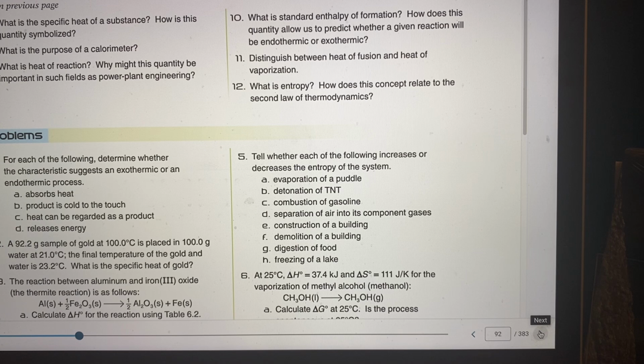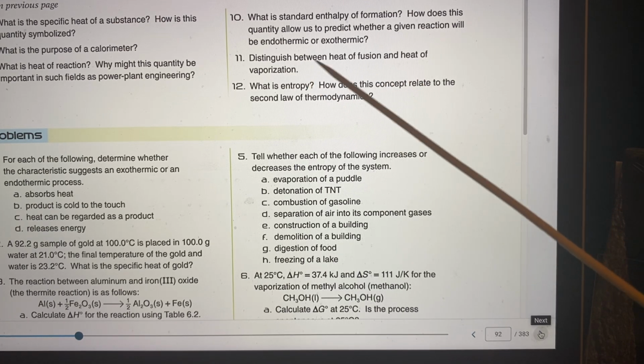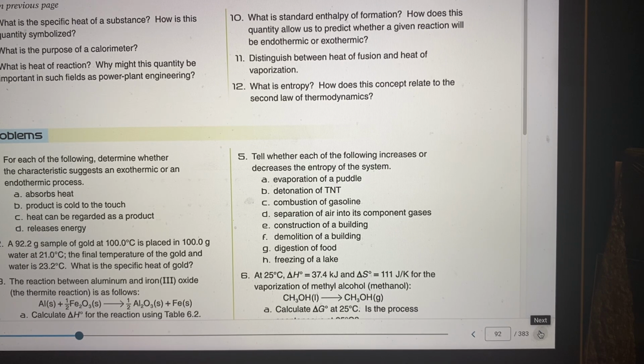How does the quantity allow us to predict whether a reaction is endothermic or exothermic? Basically by the enthalpy produced: whether the reactants plus heat are going to equal positive, or endothermic. If they're letting off heat, you know it's going to be negative. So distinguish between heat of fusion and heat of vaporization. Heat of fusion is what? Melting, right? And the heat of vaporization is turning to gas, right?